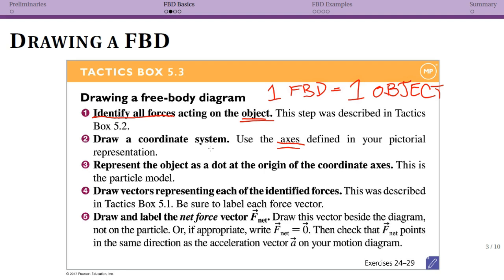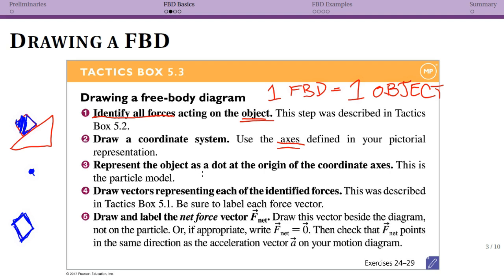Now here it says represent the object as a dot at the origin of the coordinate axes. This is one of the few places that I actually work a little bit differently than the book. You are welcome to always use a dot. Where I do something different is, let's say you have a box on a ramp. So this would basically be your sketch. So we have a box on a ramp. Now when I go to draw my free body diagram, instead of just doing a dot, which can make it hard to figure out what that angle is, I sometimes will actually draw my tilted box, just so you still have that orientation.